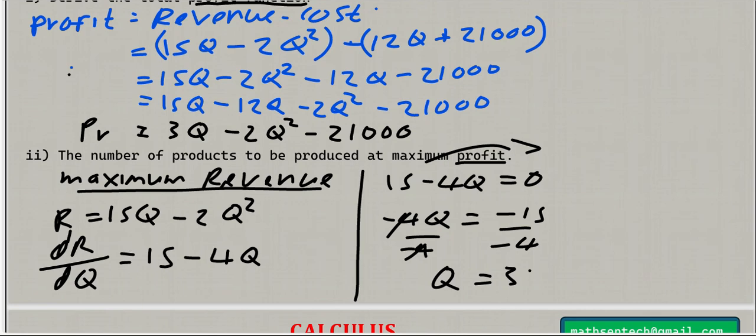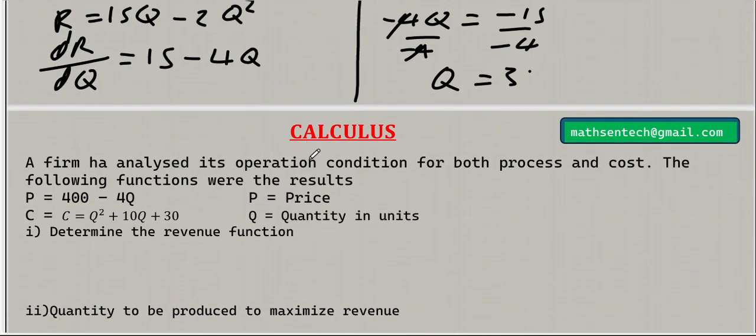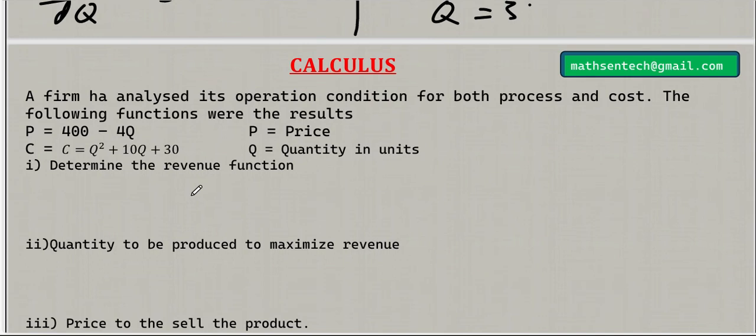Right. So let's now go to the next one. A firm has analyzed its operation condition for both process and cost. The following functions were the result. You have P, which is 400 minus 4Q. Remember we said P is also called demand. So P is the price. So the price function is 400 minus 4Q. Then C, which is the cost, is equal to Q squared plus 10Q plus 30. And then Q is the quantity in units.